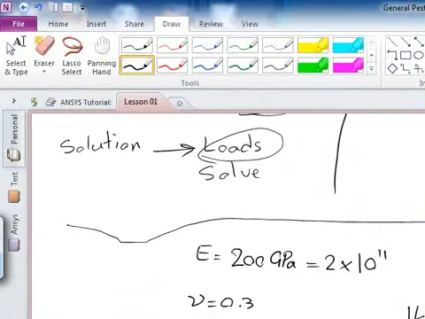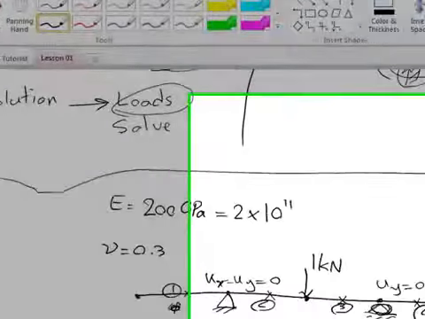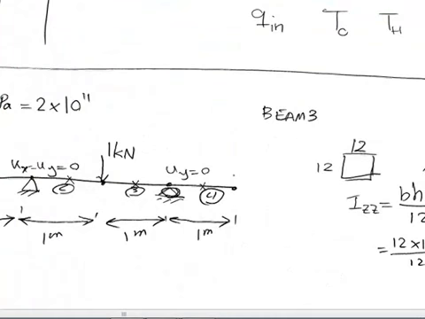But for a basic model like this, it doesn't really matter if I have 4 elements or 8 elements, because this model is very, very simple to analyze in ANSYS. So I don't really concern myself with the number of elements in this model.